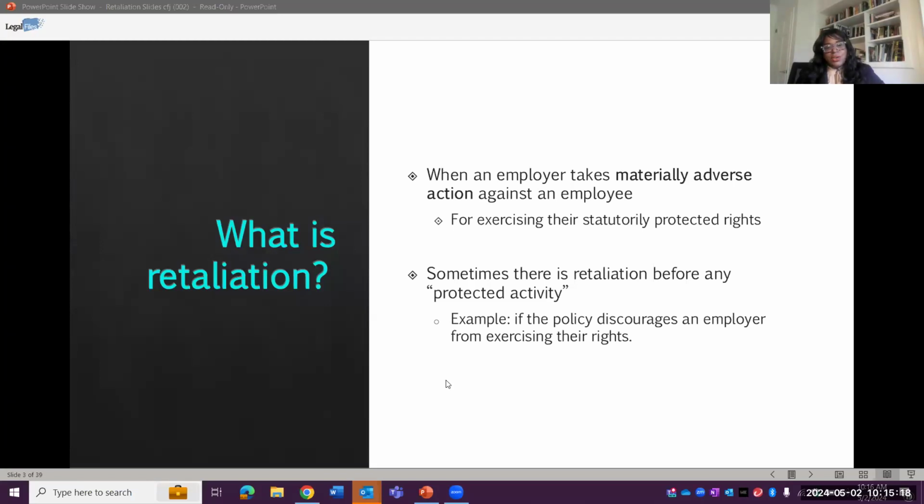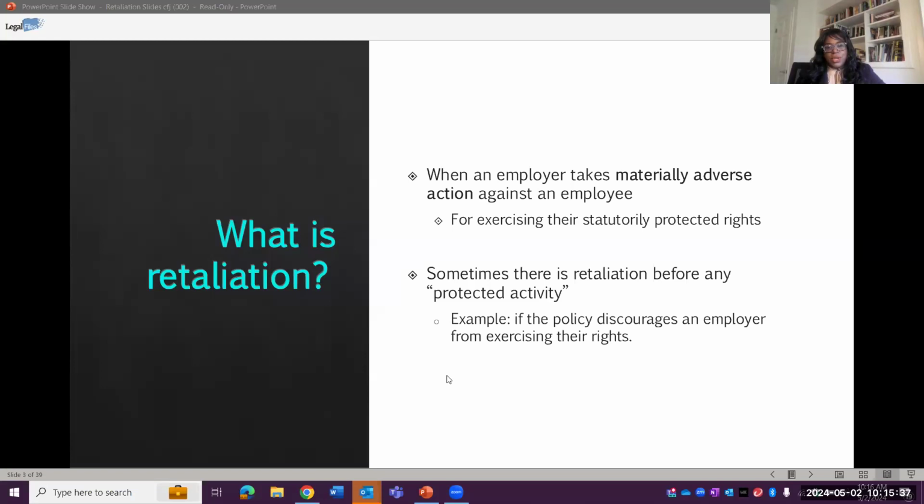State laws across the country contain similar provisions. And as a labor and employment attorney, I would be remiss in not also mentioning the National Labor Relations Act, NLRA, which has a retaliation provision as well.